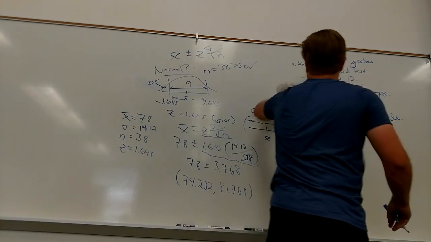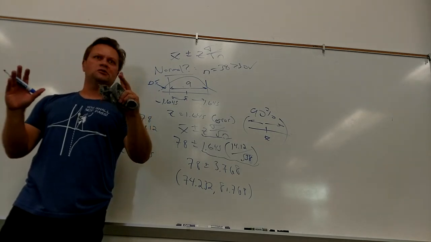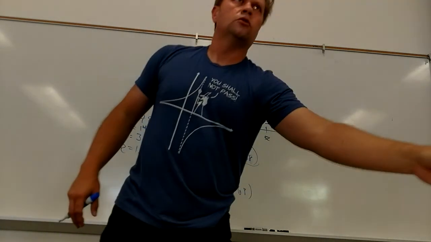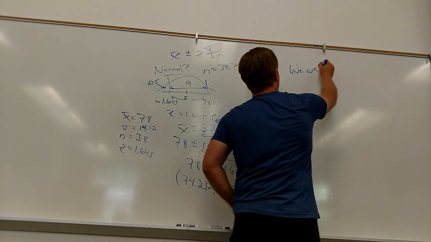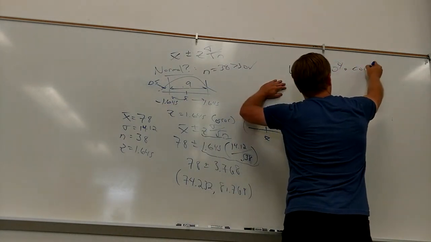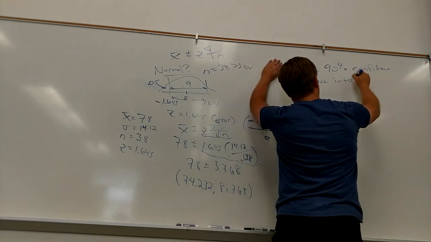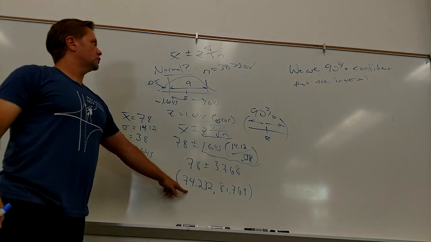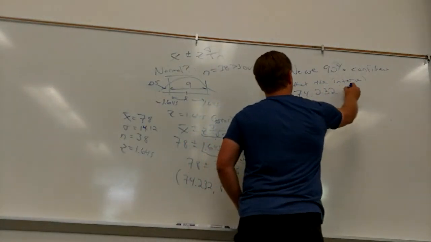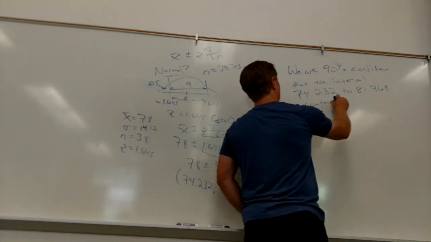So here's the part you're really going to love. You have got to write a little sentence interpreting what we just found. Right? Stopping here is not good enough. So here's how that goes. We are how confident? 90% confident. That the interval from what to what? The interval 74.232, what? That's just the grade, right? Not really anything. There's no units here. 74.232 to 81.768 contains the true mean grade.